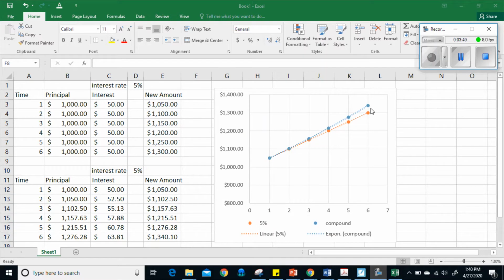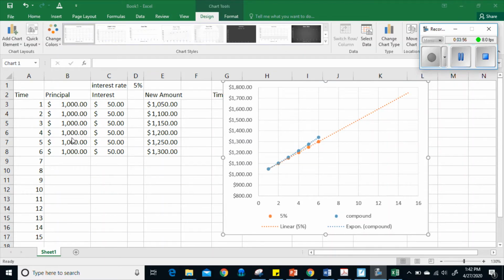Okay, so I just popped that into a graph. I just changed my stuff into dollars. So what we see is that over time I'm getting more and more interest, and my line is no longer linear. It's now becoming exponential. So let's see what happens if we do it for even more time. All right, so here's my simple interest table.